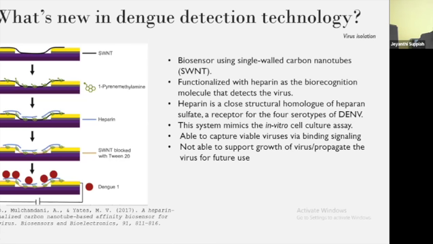The more virus binds to the heparin overlaid on the SWNT, the more signal it releases, and with that, they are able to come out with a quantitative method for detecting viable dengue viruses in patient samples. But what is the problem with this system? It is not able to support growth of virus. Obviously, you can't propagate the virus for future use. You can only detect it, so it stops there. So yeah, that is a new innovation that could possibly replace the in vitro cell culture assay, but with certain limitations.